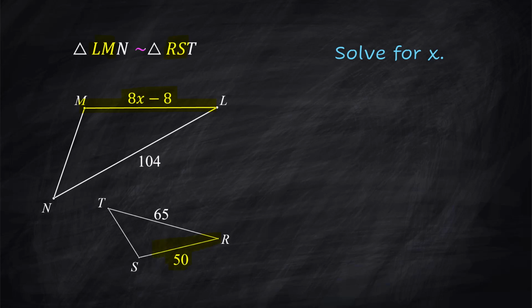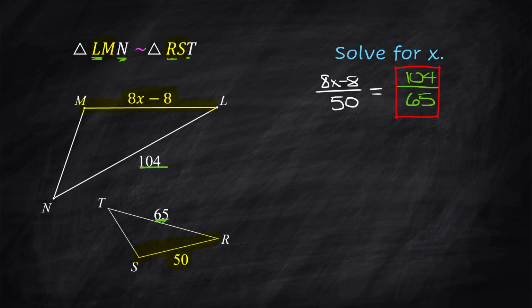When we start to write these, we need to use a proportion. Remember, they're not the same size, they are proportional. So 8x minus 8 over 50 equals, well, now we need another ratio over here. Since we used 8x minus 8 on the top, we have to go back to the same triangle and get a number from there. Well, it's 104, but that 104 is on side LN. L is the first letter, N is the last letter, so it corresponds to RT, which is 65.